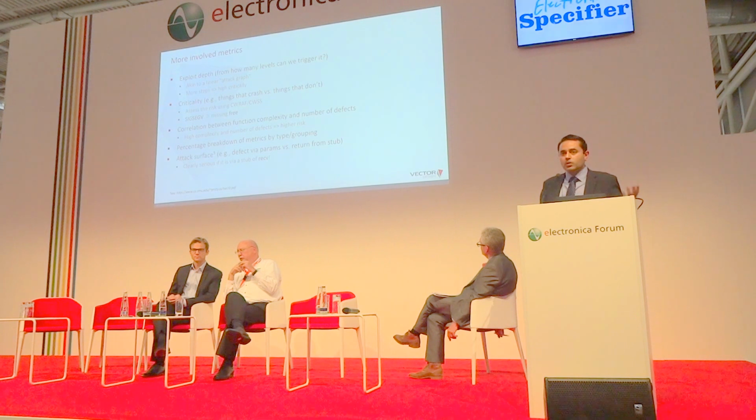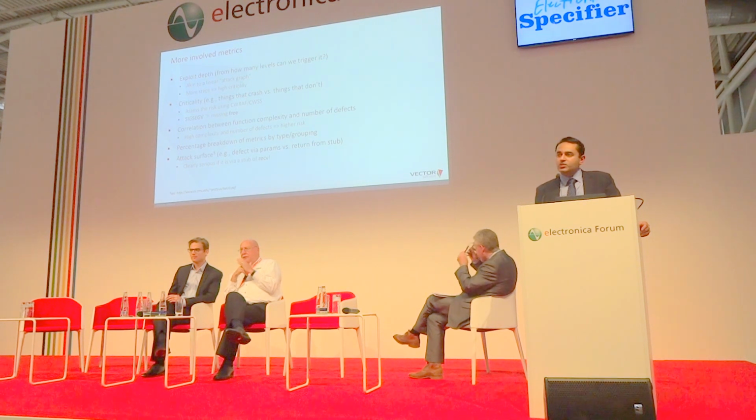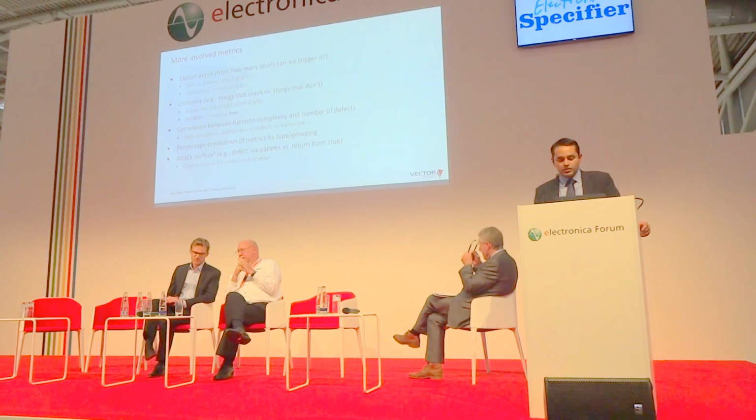Then also looking at the correlation between function complexity and the number of defects. There's a lot of research in this area, and we'll talk in a few slides about how functions that have a complexity greater than 20 are usually at a higher probability of containing issues, and potentially security issues as well. Then there's the percentage breakdown of metrics by type or grouping, and then attack surface. Are the defects via parameters, or are they returns by stub? For example, if I call malloc or message receive, and message receive provides something invalid, can that cause a potential issue in my application? That's obviously a big issue.